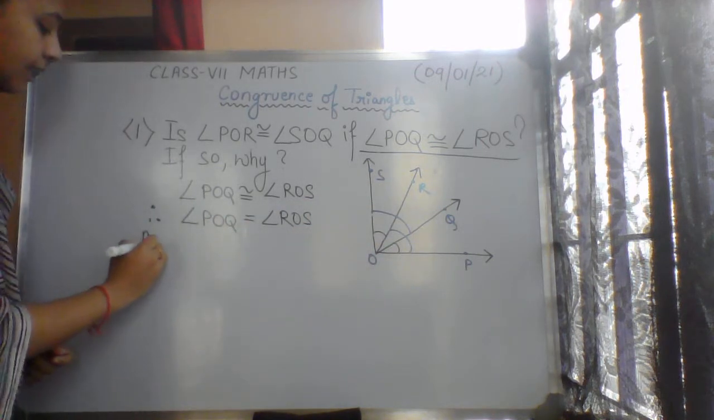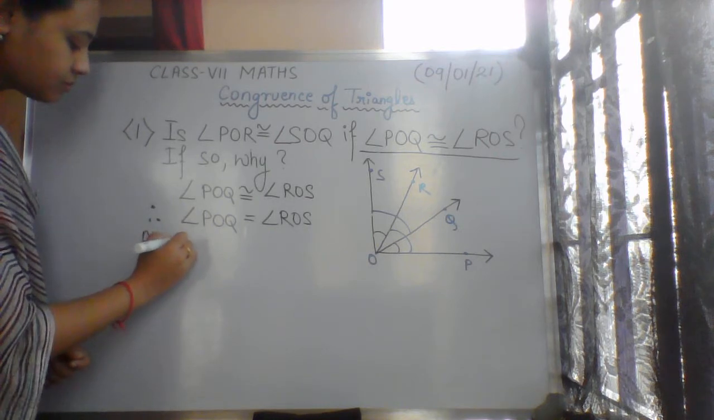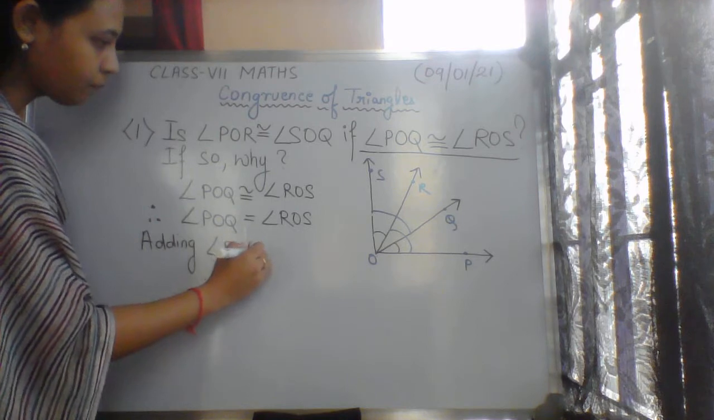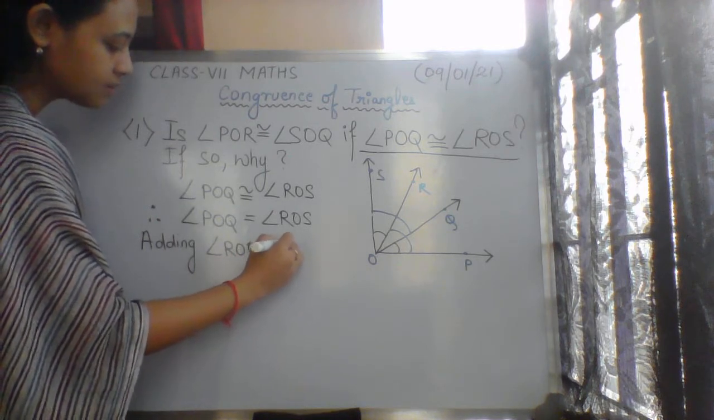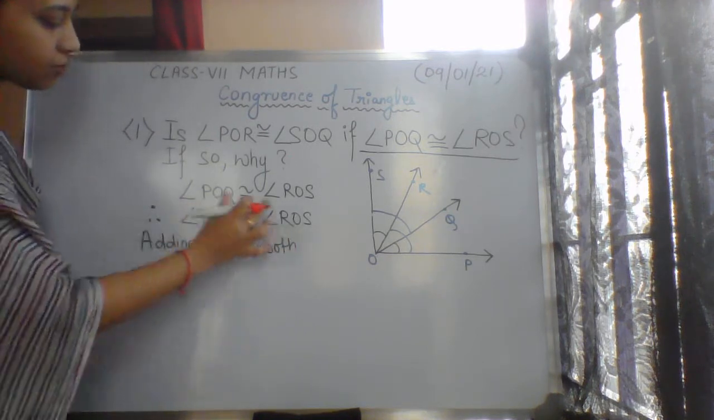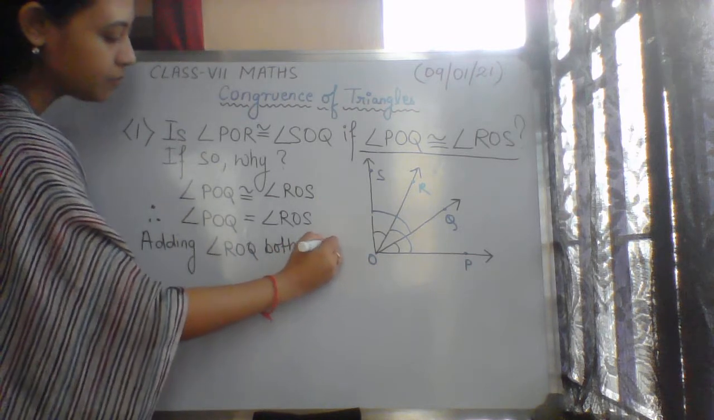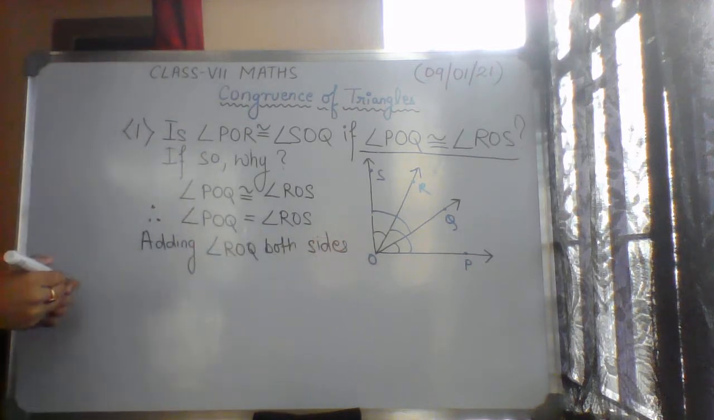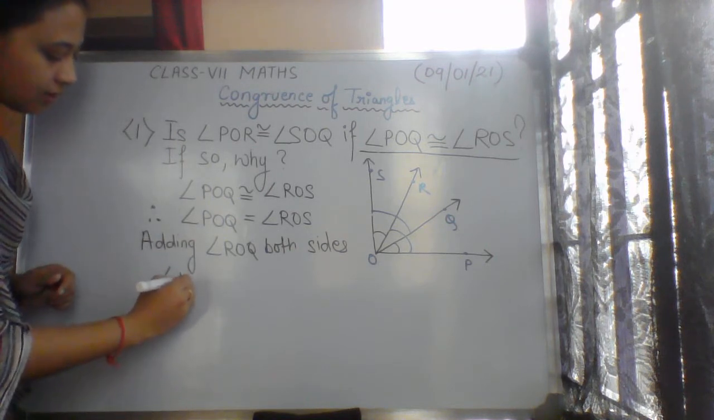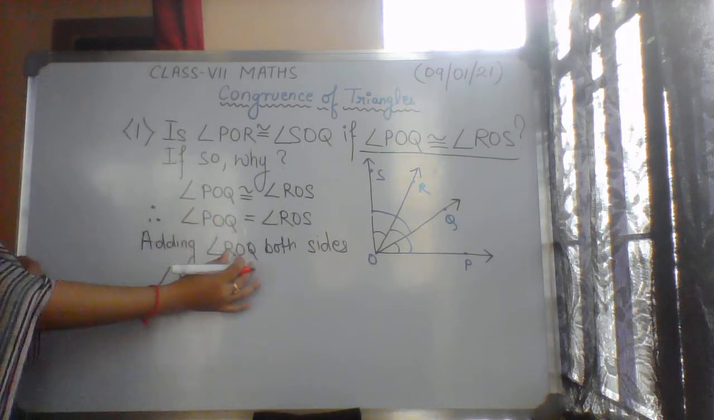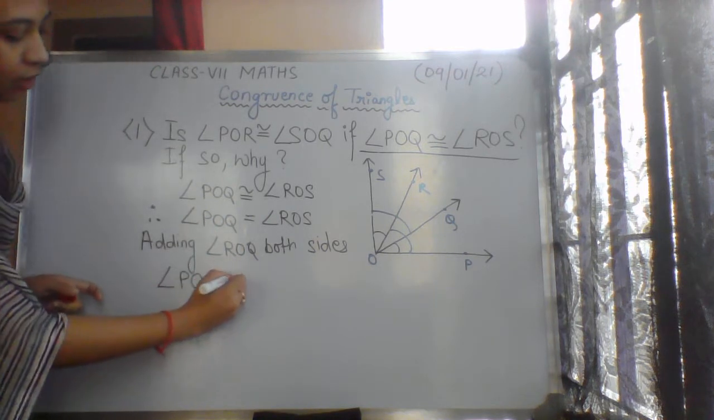So adding angle ROQ on both sides of the equal sign, we are going to add this angle. So what will we get after addition? First of all, write down: with angle POQ, what are we going to write on the left-hand side? ROQ.